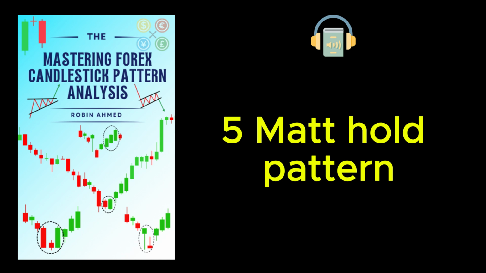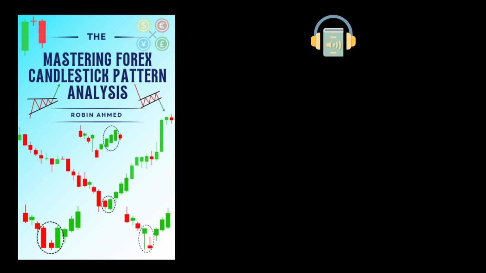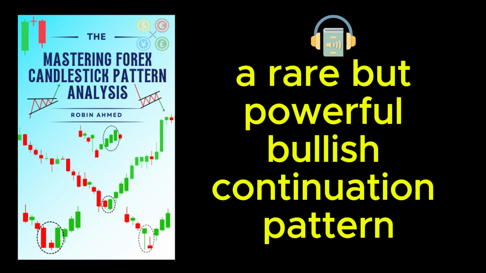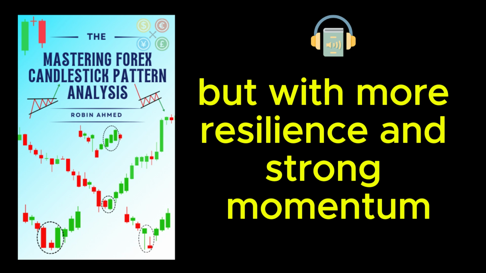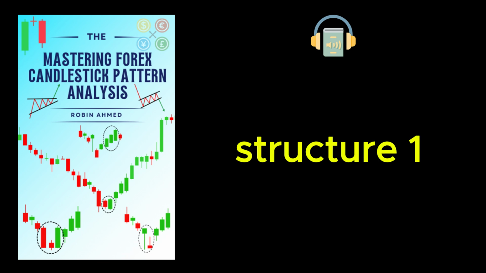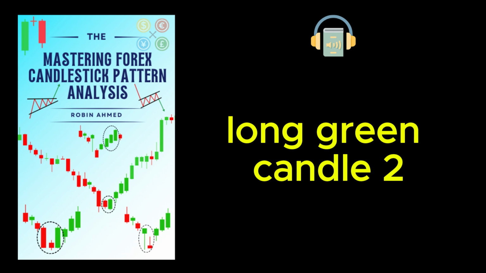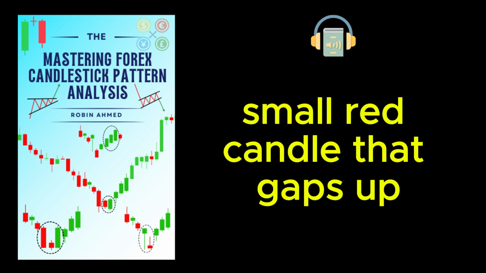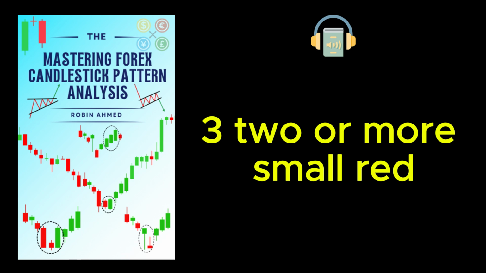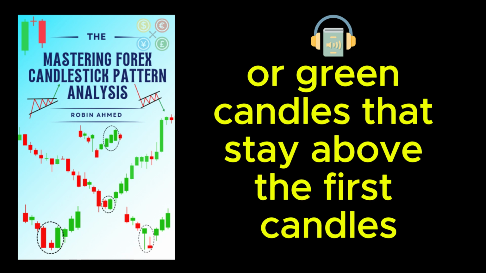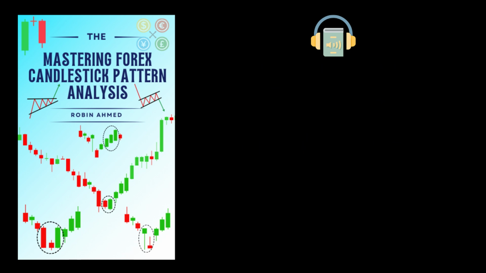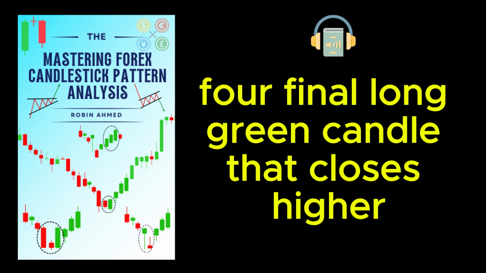5. Mat hold pattern, bullish continuation. Definition: a rare but powerful bullish continuation pattern resembling the rising 3 methods but with more resilience and strong momentum. Structure: 1. Long green candle. 2. Small red candle that gaps up. 3. Two or more small red or green candles that stay above the first candle's close. 4. Final long green candle that closes higher.